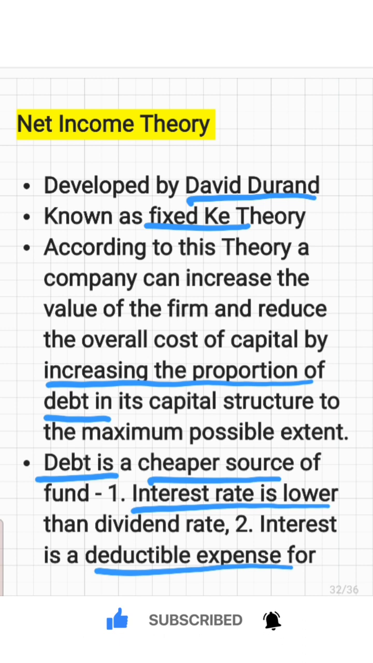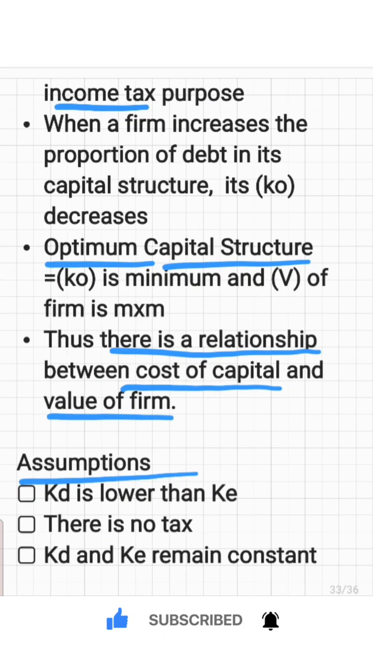So debt is a cheaper source of finance, and if we increase the proportion of debt in our capital structure, it will help reduce the overall cost of capital to its minimum, and we can increase the value of firm that way. When a firm increases the proportion of debt in its capital structure, its KO, the overall cost of capital, decreases, and V, the value of firm, rises. An optimum capital structure means KO is minimum and value of firm is maximum, and that is the point where optimum capital structure lies.